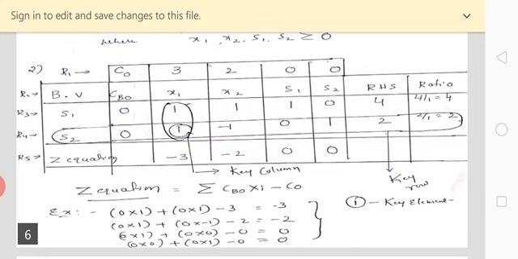If there are no negative elements in the Z equation, it means the problem has been solved and the solution is identified. Understood? That column is called the key column. Just I have marked the key column here.